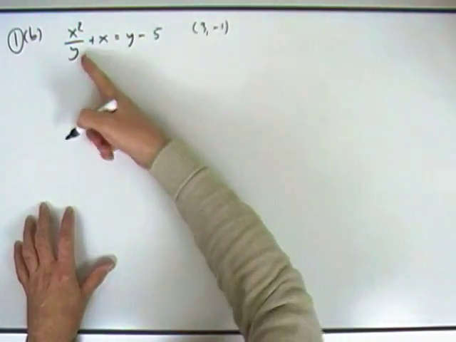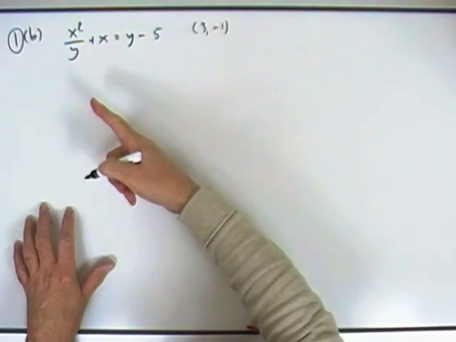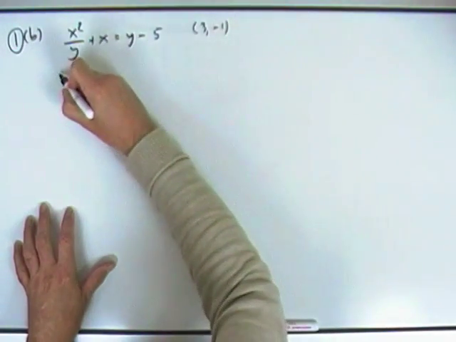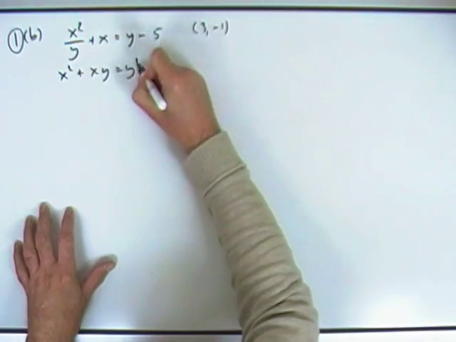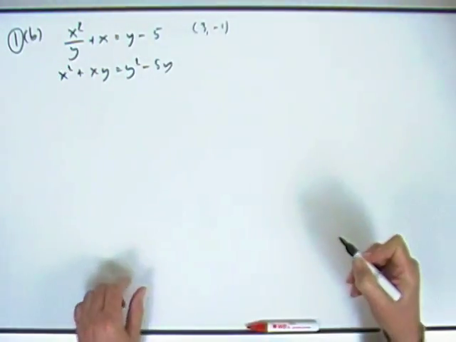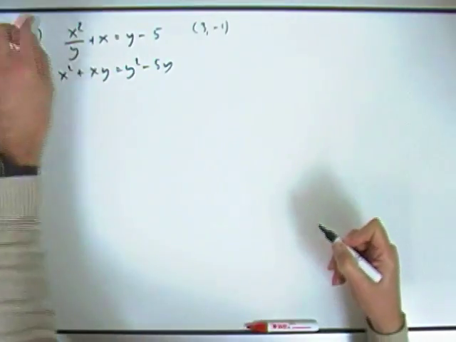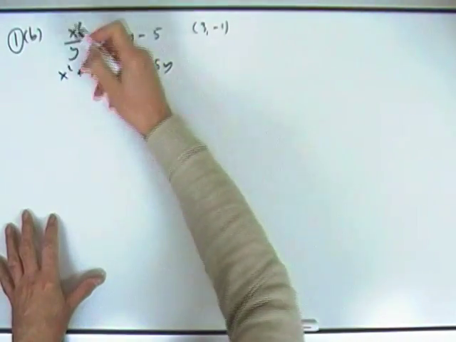Well, not wanting to do the quotient rule particularly, I think I'll just multiply everything by y. So I've got x squared plus xy is y squared minus 5y. Which is perfectly fair because y couldn't have been 0 in the first place, so that would have been undefined.